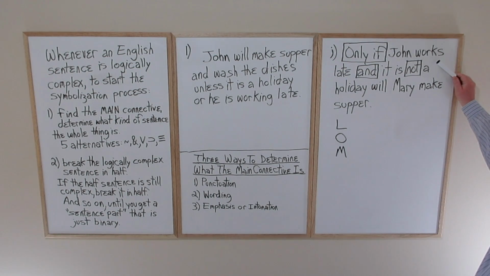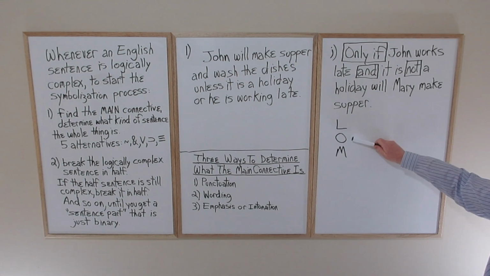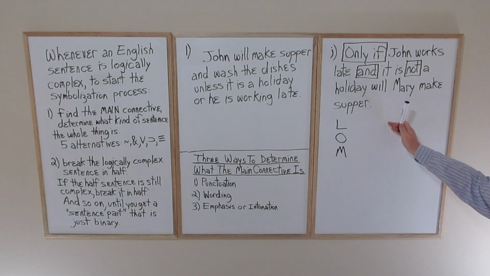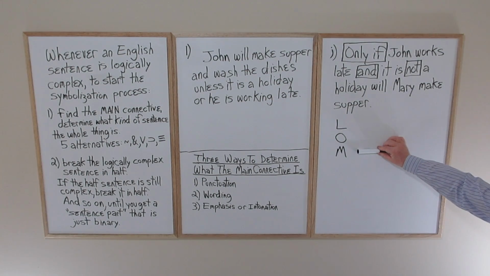Simple sentence indicators: we have John works late, that's L. It is a holiday, is O, and we'll be applying that not to it. Then we have the somewhat awkwardly worded in isolation sentence, will Mary make supper? That's going to be the sentence M. So the question is, which of these three logical relations is the main connective?